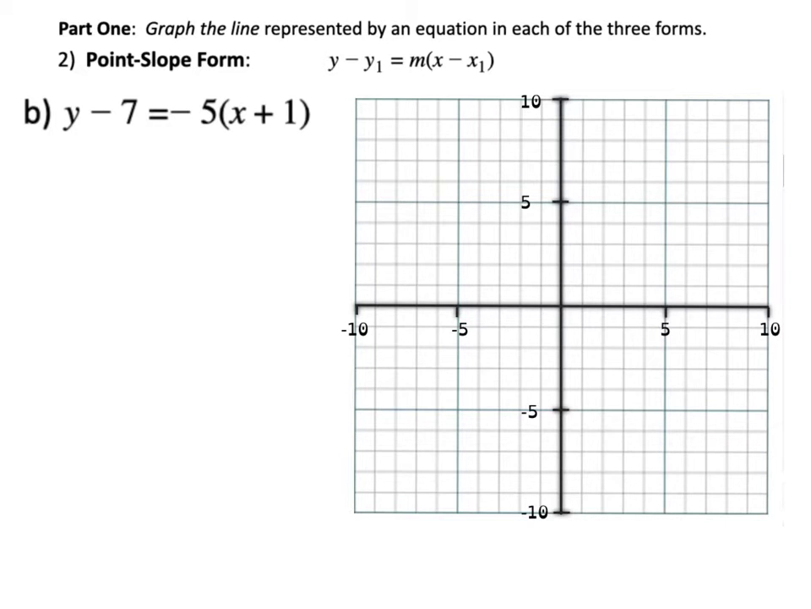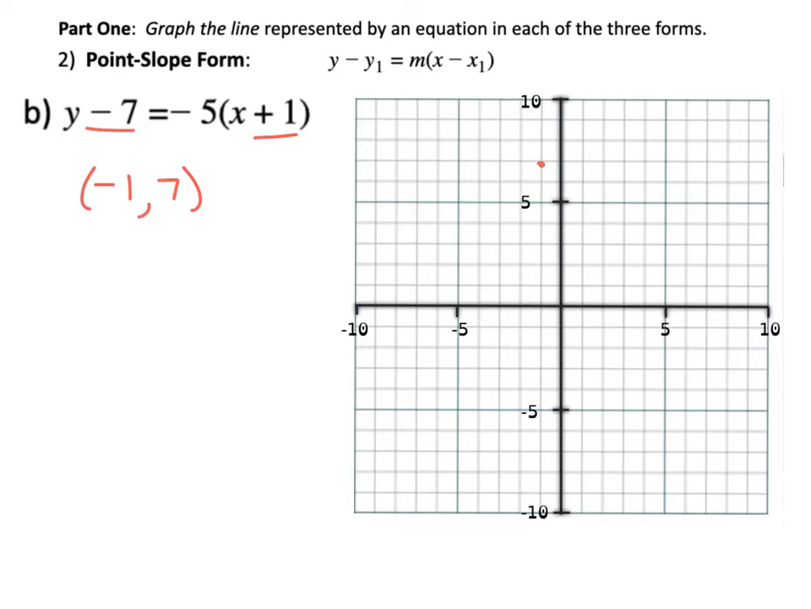What next? Okay, we need to first identify the point. And we do that by finding the opposite of this x coordinate. This number is +1, so we do -1. And for the y, it says -7, so we have +7. So we have as a point -1, comma 7 right there.